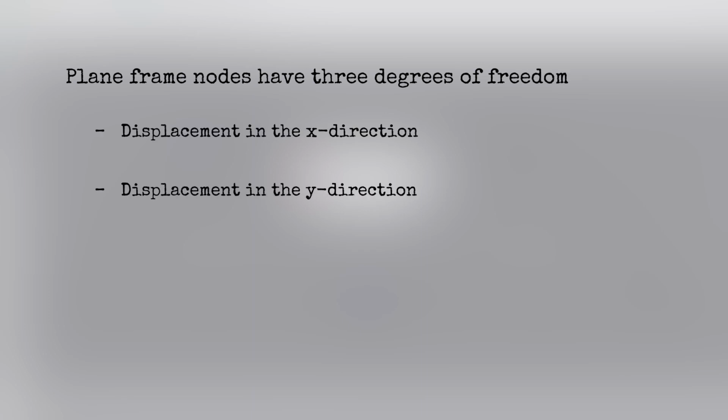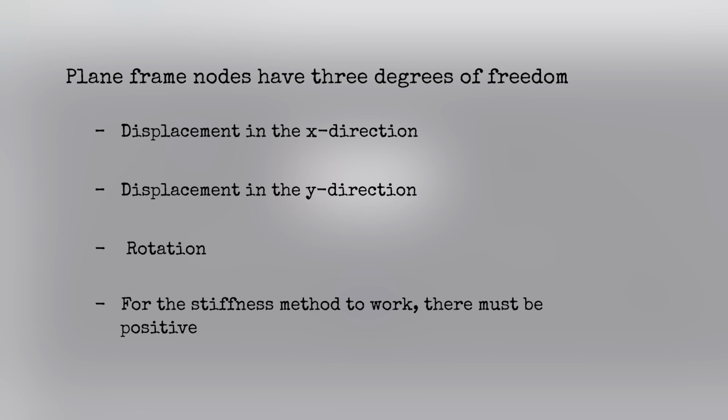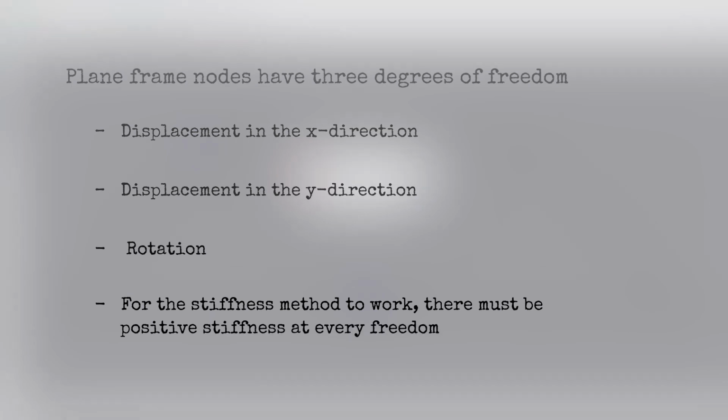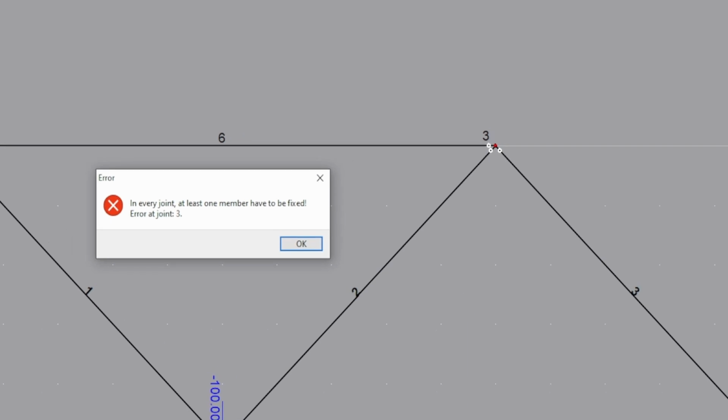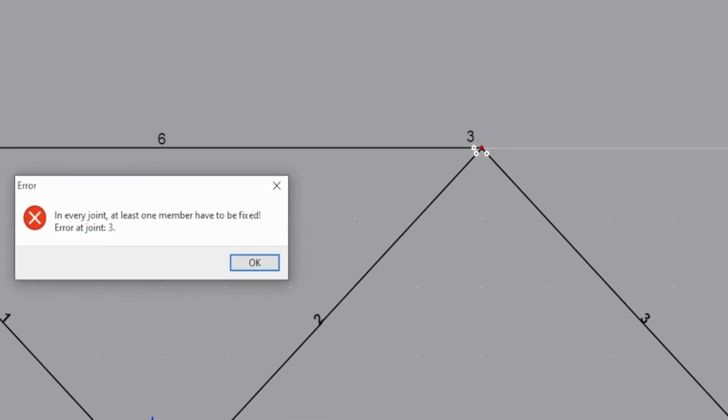Plane frame nodes have 3 degrees of freedom: displacement in the x direction, displacement in the y direction, and rotation. For the stiffness method to work, there must be positive stiffness at every freedom. For example, x displacement at joint 3 would stretch members 6 and 2 and compress member 3. The force per unit displacement is the stiffness associated with the freedom. Displacement of joint 3 in the y direction would generate tensile forces in members 2 and 3, so the y freedom would have a positive stiffness.